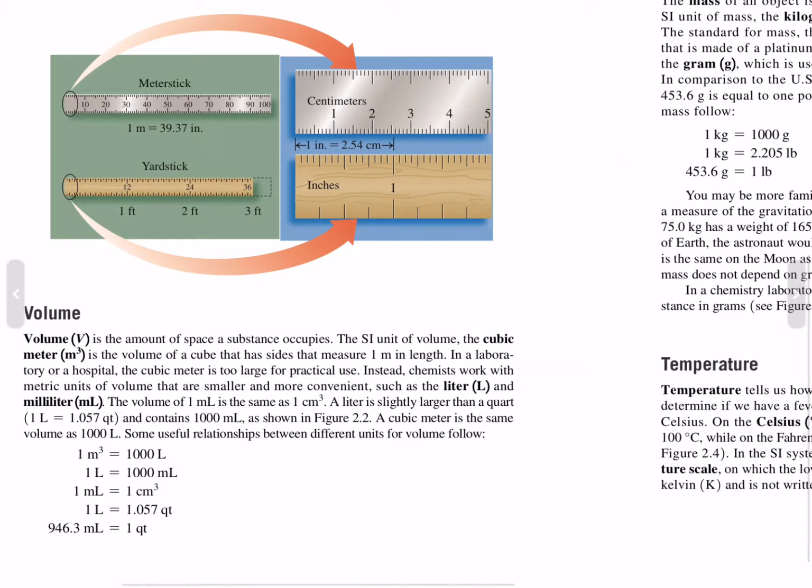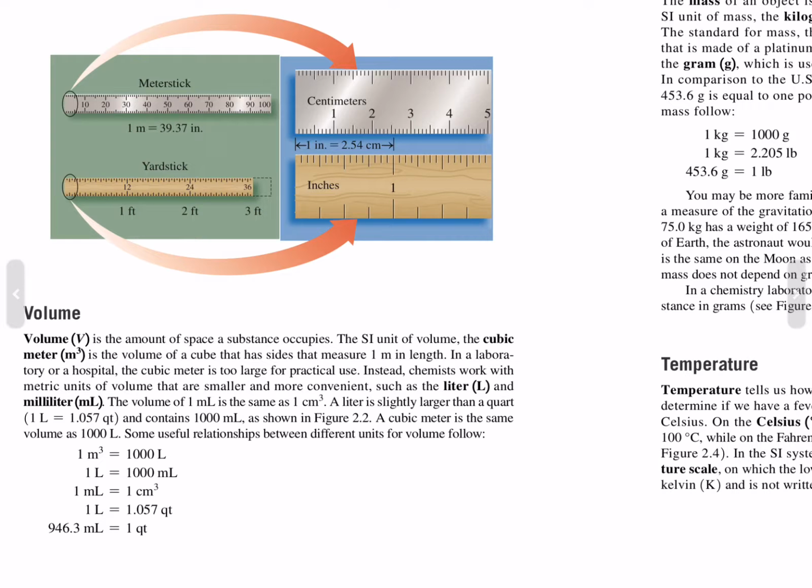Volume. Volume is the amount of space a substance occupies. The SI unit of volume, the cubic meter, is the volume of a cube that has sides of 1 meter in length. In the laboratory or the hospital, the cubic meter is too large for practical use. Instead, chemists work with metric units of volume that are smaller and more convenient, such as the liter and the milliliter. The volume of 1 milliliter is the same as 1 cubic centimeter.